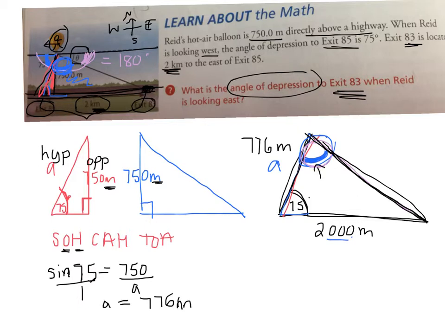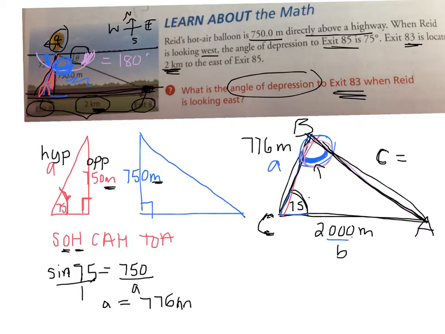So let's call this C. Okay, I'm going to call this C. Let's call this A. And let's call this B. So this is B. Let's find out missing side length C. Once we find the missing side length, we can actually figure out the missing angle using sine law or cosine law. Okay, so let's find C.